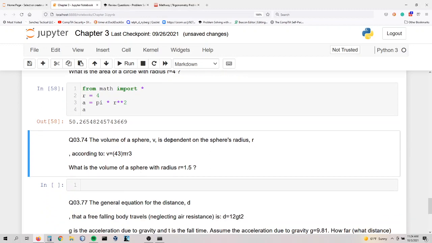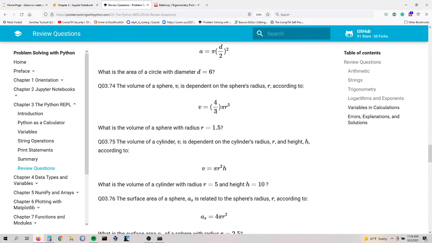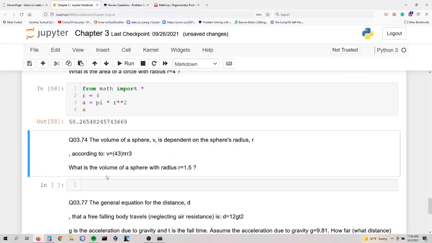Alright, so the volume of a sphere V is dependent on the sphere's radius R, according to V is equal to, I believe that's 4/3, right? Pi r cubed. Let's double check. Yeah, 4/3 pi r cubed. So that's the volume of the sphere. Okay.